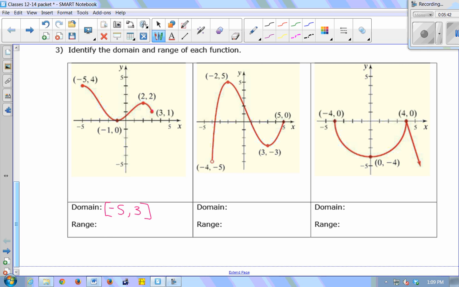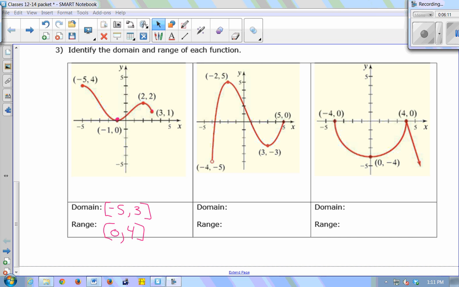And then for range, what's the smallest y value that this graph lives on? 0. Yep, this is the lowest. 0. And then the biggest y value? 4. And it hits every y value in between. So 0 to 4. You got it. All right, so take a minute or two in your groups and try to write down the domain and range of the next two graphs.